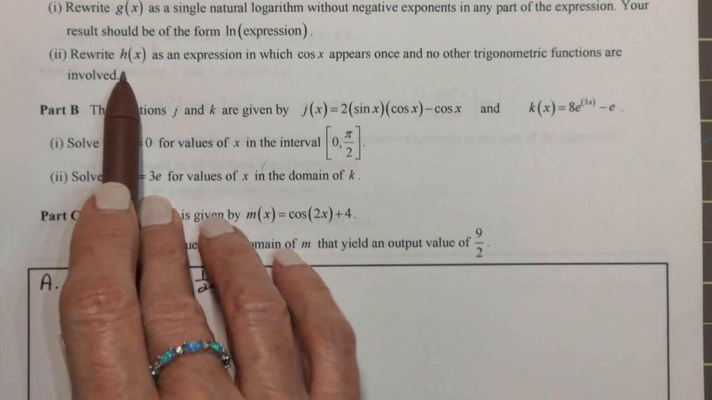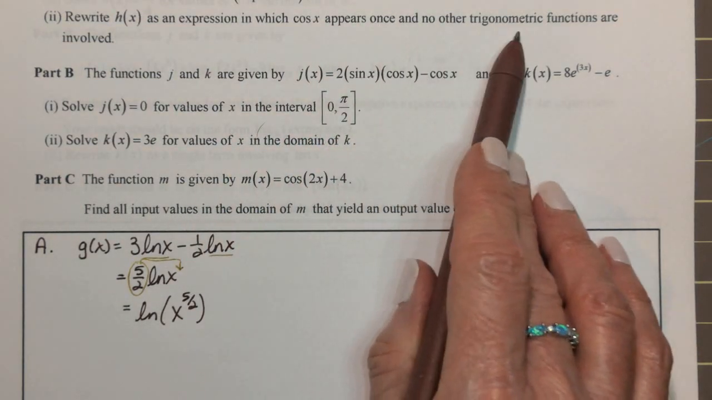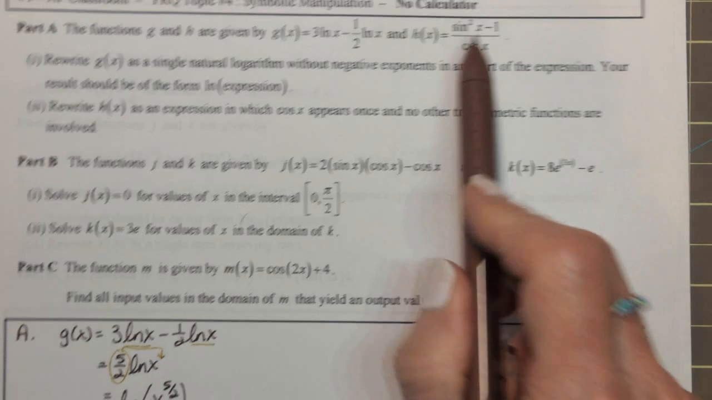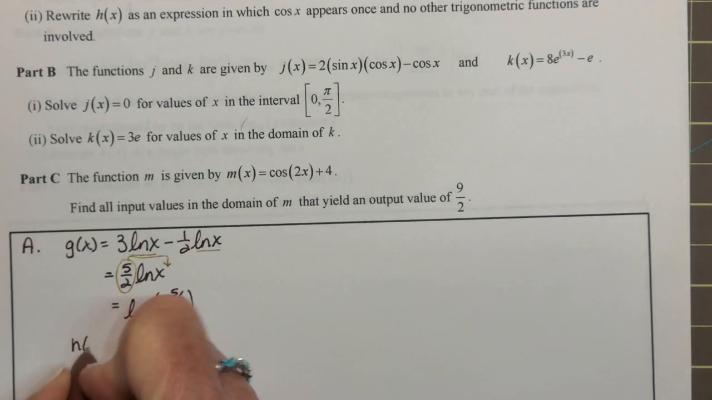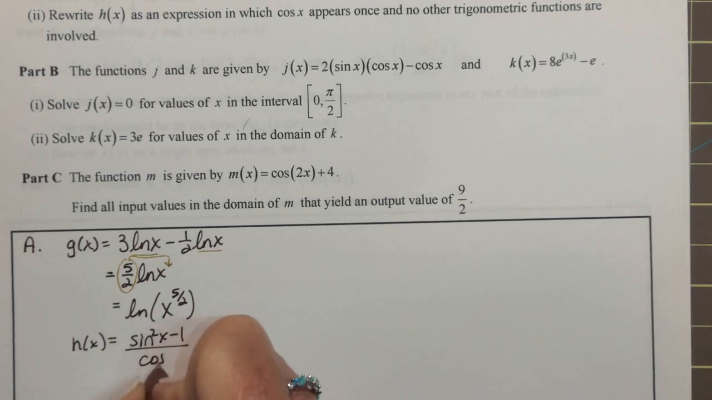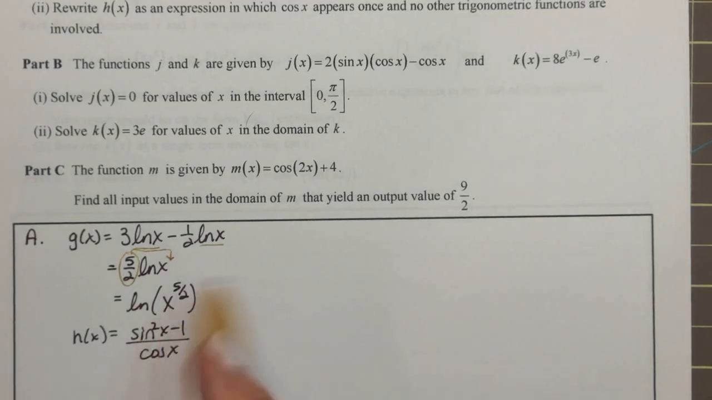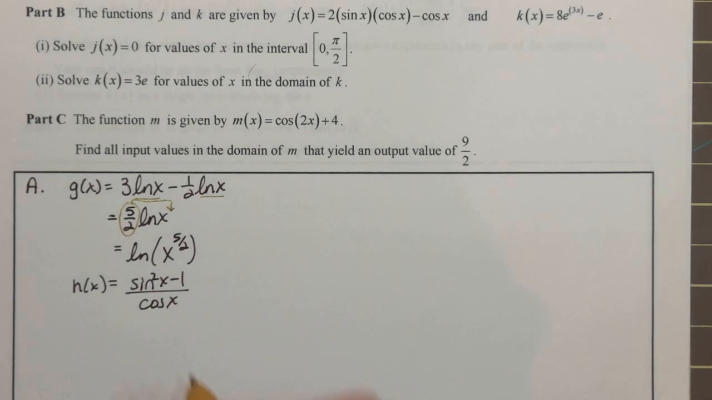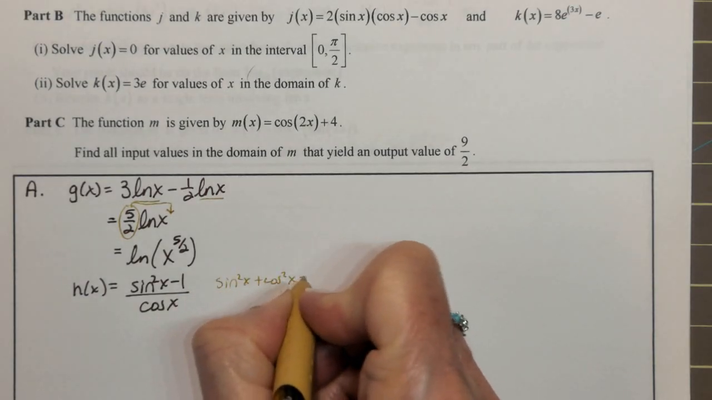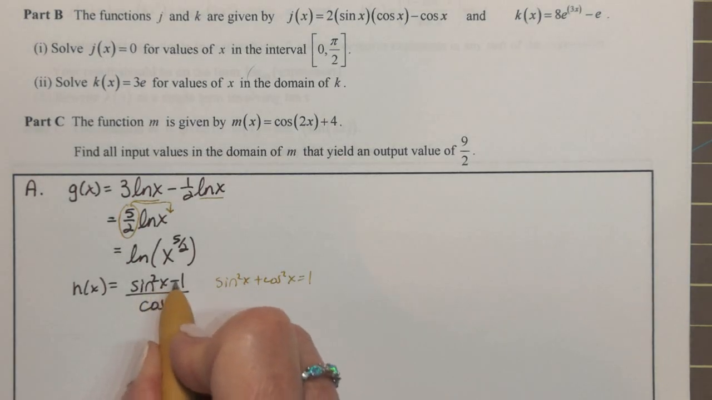Part 2. Rewrite H as an expression in which cosine appears once and no other trig functions are involved. So in other words, we want to clean this up. So h of x they give us is sine squared x minus 1 over cosine x. Okay? Well, up in the numerator, I see that sine squared with a 1, and I'm thinking in my mind, sine squared plus cosine squared is equal to 1.